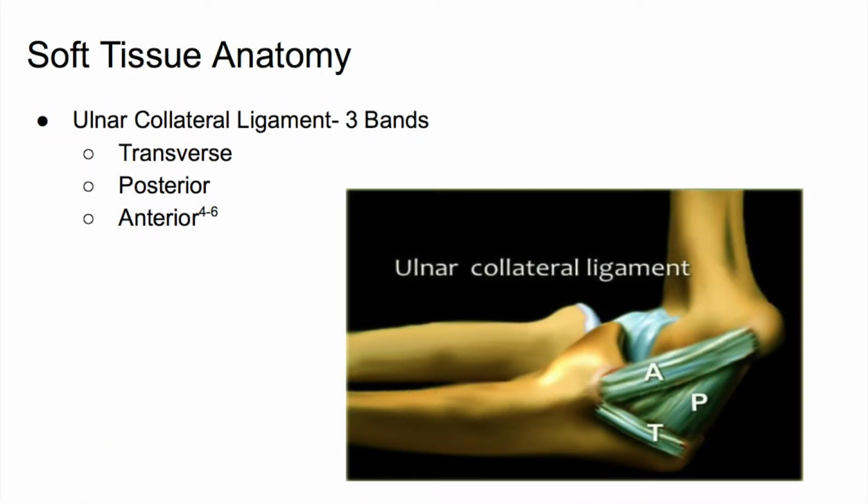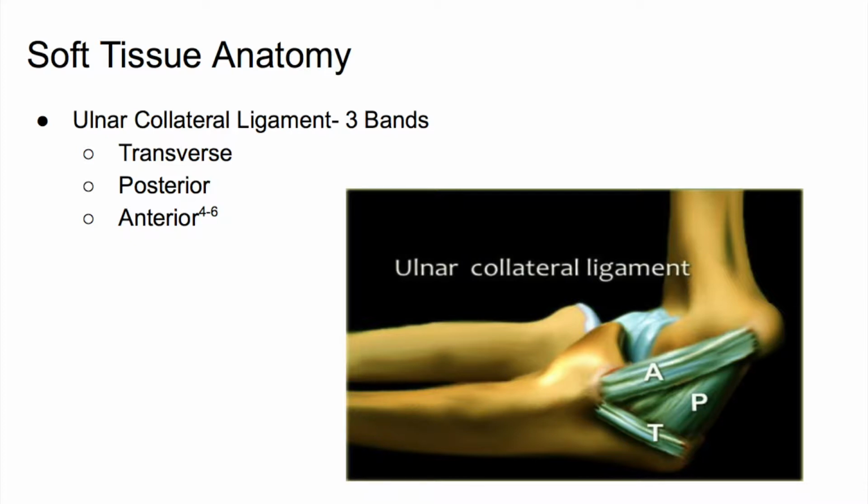The ulnar collateral ligament is the primary soft tissue stabilizer of the medial elbow. It is comprised of three components: the anterior bundle, the posterior bundle, and the transverse bundle. The transverse bundle provides little, if any, stability. The posterior bundle provides stability in the extremes of flexion at 120 degrees.